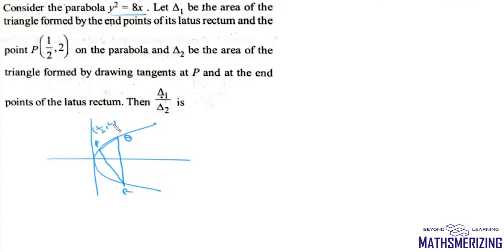Now here the question is, consider the parabola y square equals 8x. Let delta 1 be the area of the triangle formed by the endpoints of its latus rectum and the point (1 by 2, 2). Now we'll put x as 1 by 2, we'll get y as 2. So that means this point P lies on this parabola. So we have a point P, and then we have the endpoints of the latus rectum, and we have this triangle. Suppose this triangle is PQR. And P is (1 by 2, 2).